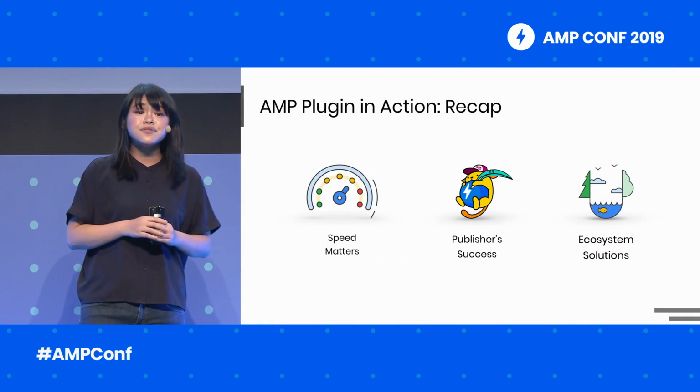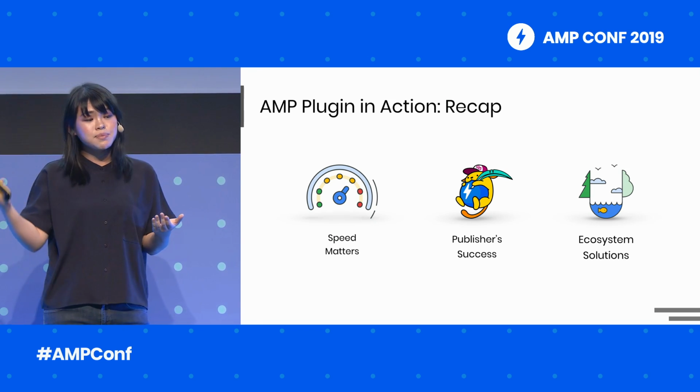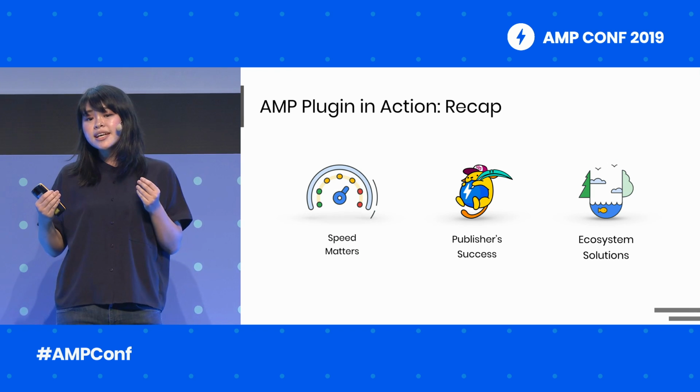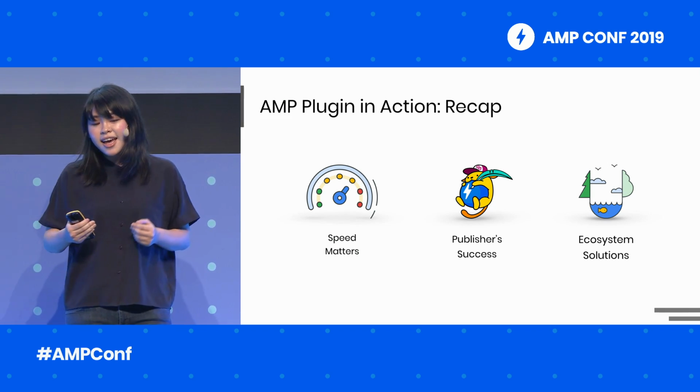So that's it from me. Just to recap, we've seen the importance of speed and how that correlates with publishers' wins, and that publishers can leverage the AMP plugin to achieve this goal and win their users. And most importantly, as developers here, I really hope that you'll be part of this ecosystem and help more and more WordPress users to achieve fast websites. With that, I would like to call Alberto back on stage to share with us what's coming up next in the pipeline. Thank you.